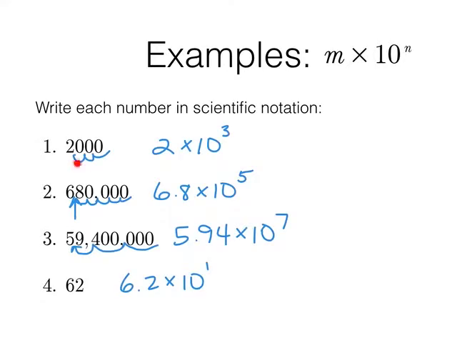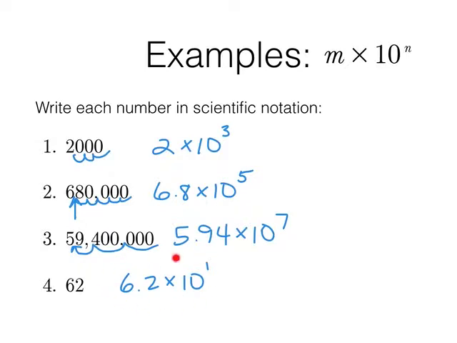And here you go. So start with the first one. 2,000 is 2 times 1,000, or 2 times 10 to the third. Move your decimal point from the end of the number, which is where the decimal point is in a whole number, until you have one digit remaining to its left, and that's the coefficient. Times 10, the number of places you move that decimal point, that's your exponent. So you see 5.68 times 10 to the fifth, 5.94 times 10 to the seventh, and 6.2 times 10 to the first.